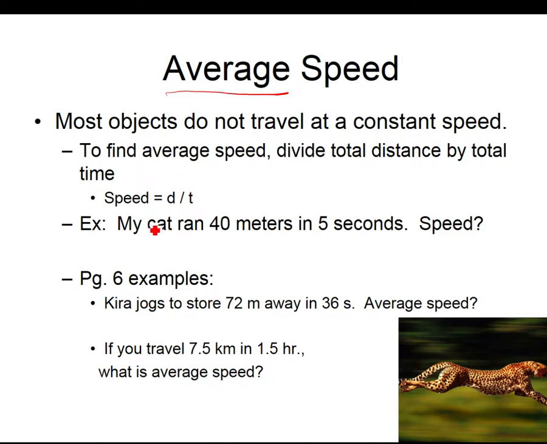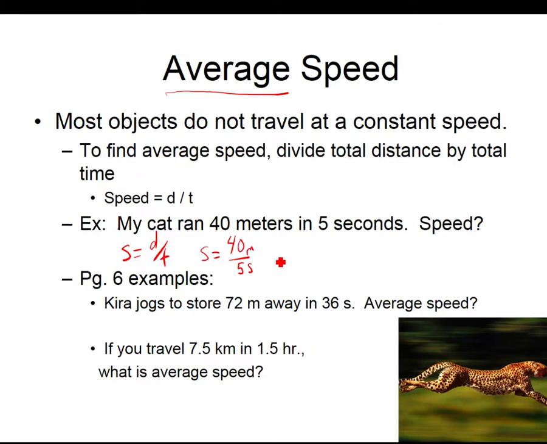So I said most objects do not travel at a constant speed. To find the average speed, just divide total distance by total time. So your formula: speed equals distance divided by time. For example, my cat ran 40 meters in 5 seconds. So we just do it. Speed equals distance divided by time. So speed equals, what was my distance? 40 meters divided by my time, 5 seconds.